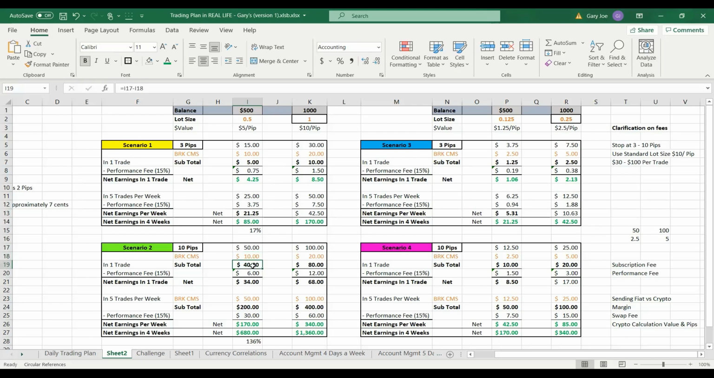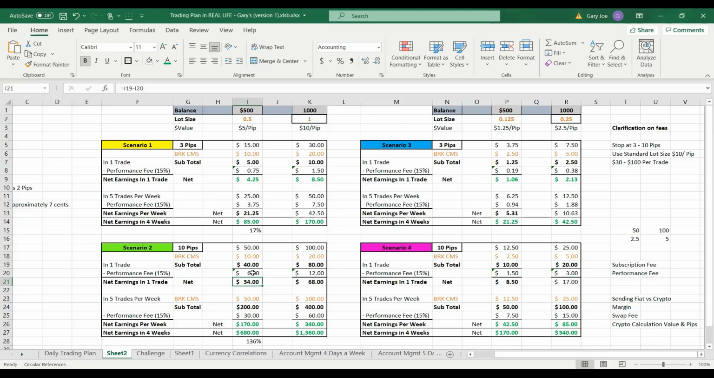Now, at the end of the week, there's a 15% performance fee that goes to the master trader. So the master trader would get $6 out of that $40, and what would be left for the person who had the $500 account would be $34. That's on 1 trade that profited 10 pips. So after fees, they would bring home $34 on top of their $500.